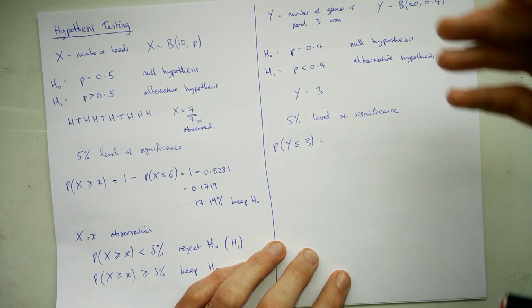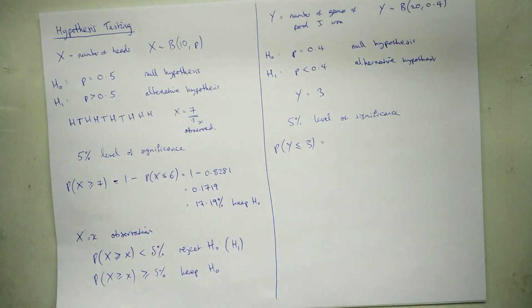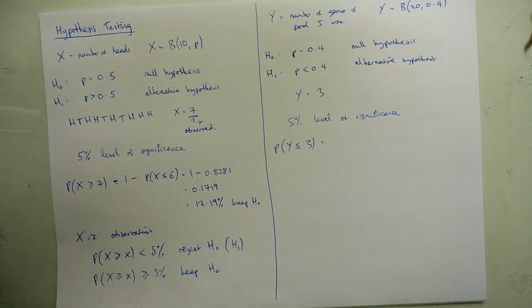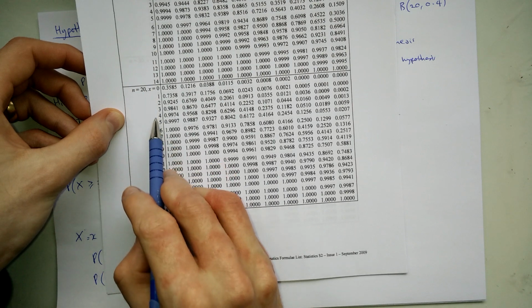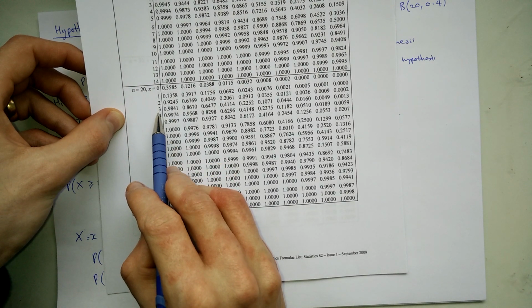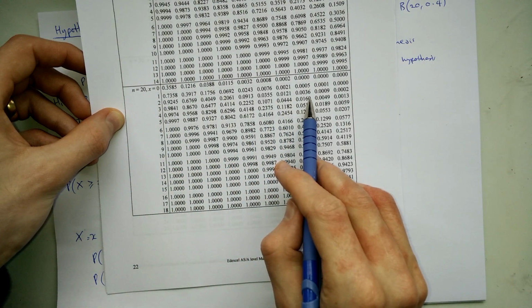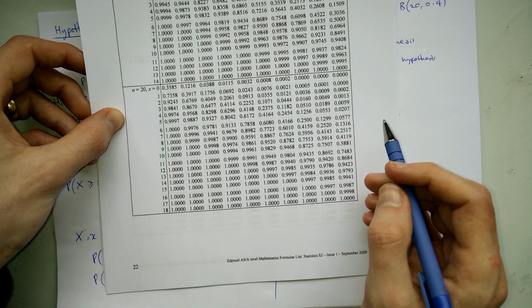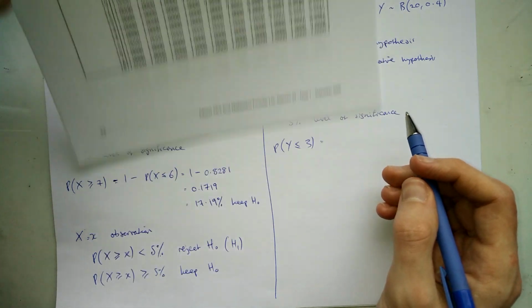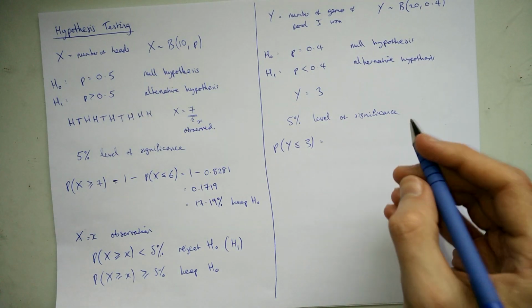Y being less than 3 is an easy one to do. We just find the table. There it is. And then we look up when n is 20 and x is 3, probability of 0.4, which is that column just there. Oh, we see that 3 is what? 0.0160.